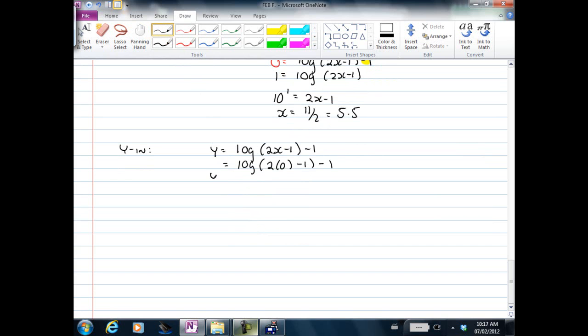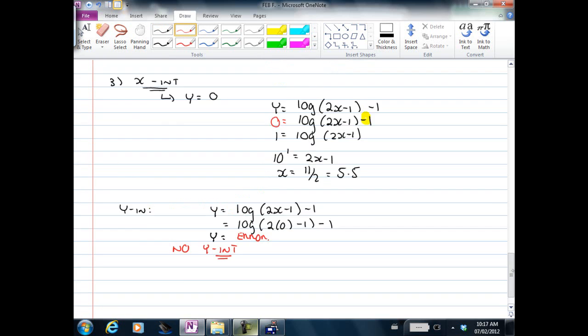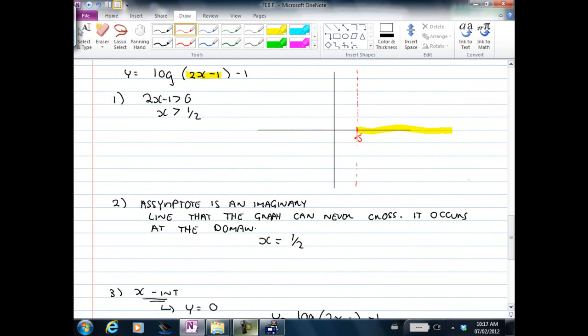I just solve this right now. Y equals, which is error. Because you can't log a negative number, which means there's no y-intercept. No y-intercept whatsoever. Done. So let's plot what I have right now. I have 5.5 as my x-intercept. So guess where 5.5 is? I'm going to say 5.5 may be around there. Look at the base right now. The base is 10.